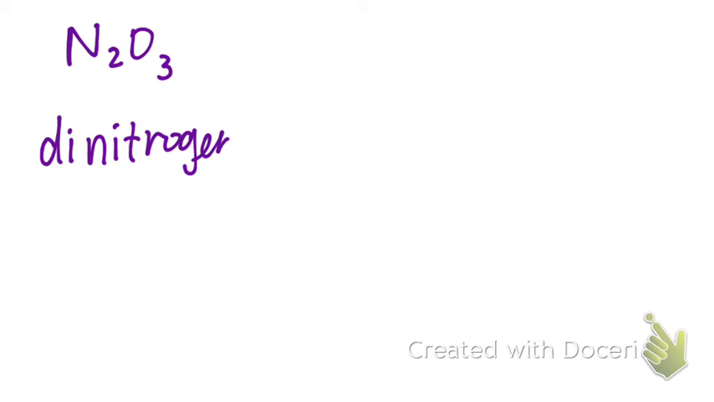So if I have one that says N2O3, we're not having to crisscross. We're not looking at the charges. All we're doing is we're calling this dinitrogen trioxide. Very good. No crisscross, no reversal. It's just reading it as it is, okay?